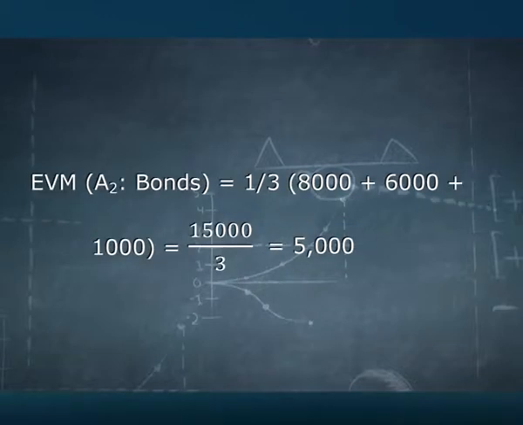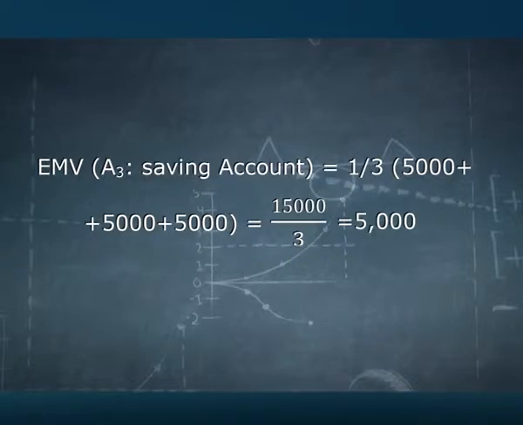4,166.67. Now EMV for A2, that is for bonds, is equal to 1 by 3 times 8,000 plus 6,000 plus 1,000, which is equal to 15,000 by 3, that is equal to 5,000. Now EMV for A3, that is for saving account, is equal to 1 by 3 times 5,000 plus 5,000 plus 5,000. This is equal to 15,000 by 3, which is again equal to 5,000.